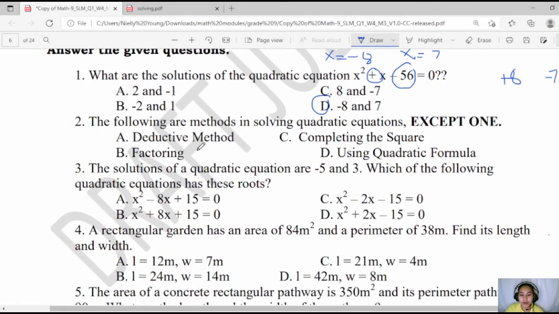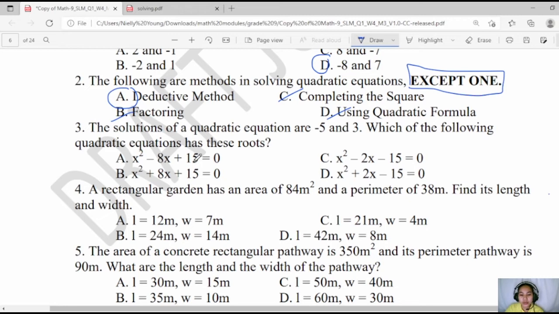Number 2, the following are methods in solving quadratic equations, except one. A, deductive method, B, factoring, C, completing the square, or D, using quadratic formula. So these are the methods of solving a quadratic equation that you can apply: factoring, completing the square, and using the quadratic formula. That means except one, so the answer here is deductive method.